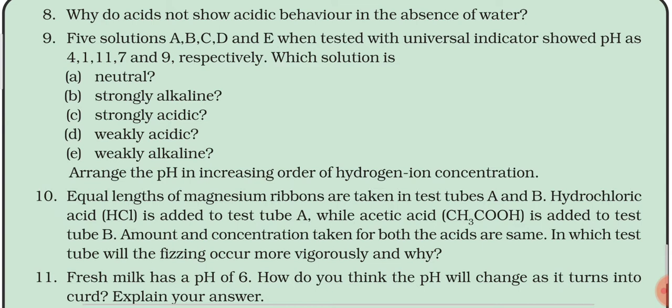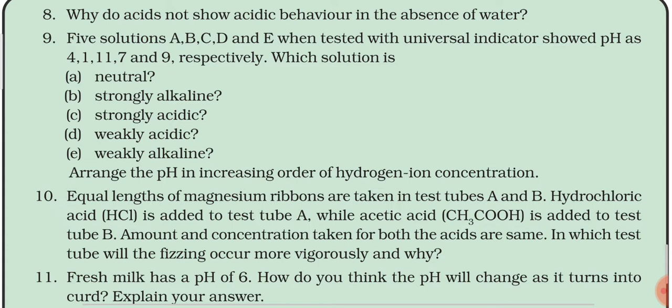In this question there are 5 solutions A, B, C, D and E, and the pH values of these 5 solutions are given as 4, 1, 11, 7 and 9 respectively. You have to answer which solution is neutral, and then about their alkalinity and acidity. We know that the pH range starts from 0 to 14, and the pH value of 7 shows the neutral medium. So neutral is for the pH value 7, so the solution is D. Solution D, having pH value 7, is neutral.